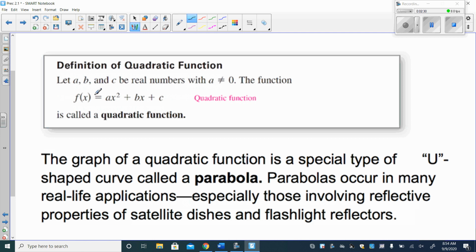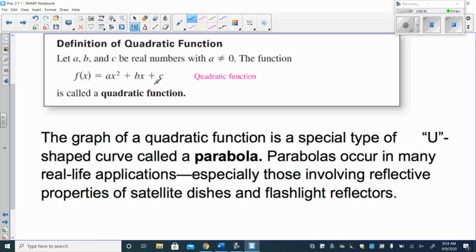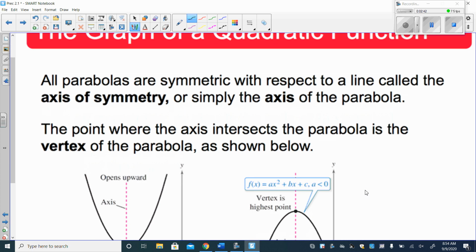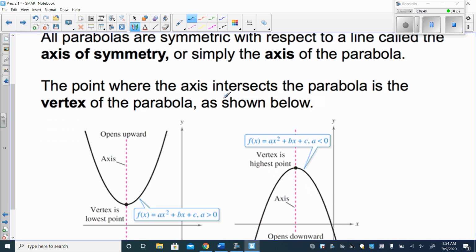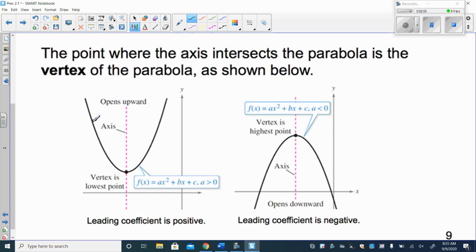Now, definitions of this: ax squared plus bx plus c is called a quadratic function. It's a parabola. It makes a U shape. Looks like a satellite dish or flashlight reflectors. Now, all parabolas are symmetric with respect to a line called the axis of symmetry, or simply the axis of the parabola. So the axis of symmetry is the line for which it is mirrored across. And the distance from that line, so this distance, is going to be the same on either side. No matter where we're at on the parabola, it'll be the same distance.